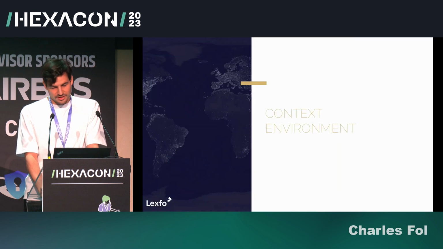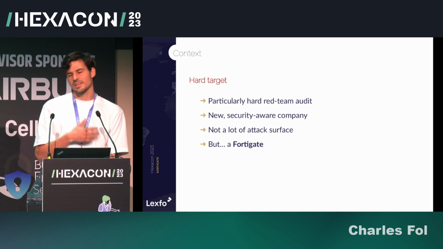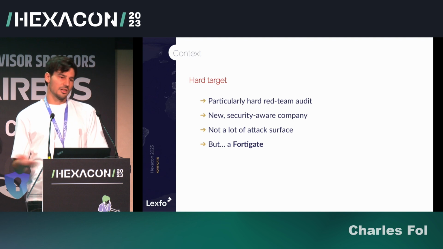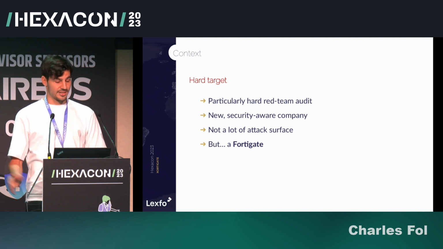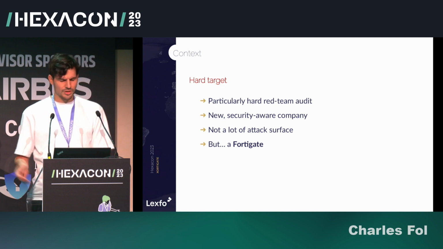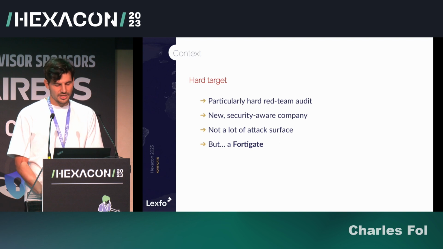So regarding the context first, as I said, red team audit, basically no attack surface, only a FortiGate. So yeah, we had to attack it. We had a few months, I think, for this audit, so we had quite some time, and we are pretty confident that we were going to find a bug because, honestly, there are lots of bugs on this software.